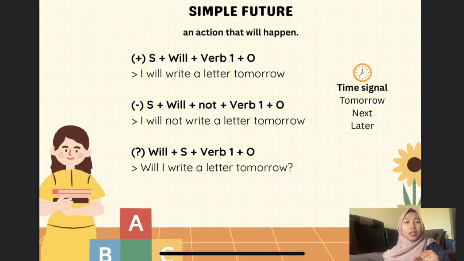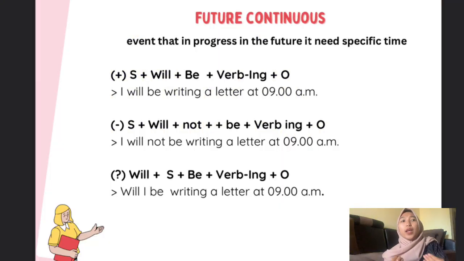So in the negative sentence, I will not write a letter tomorrow. For the interrogative sentence, will I write a letter tomorrow? Okay, the next is about future continuous. Future continuous is an event that is in progress in the future at a specific time. Okay, for the example, I will be writing a letter at 9 a.m. Okay, so the interrogative sentence, will I be writing a letter at 9 a.m.?